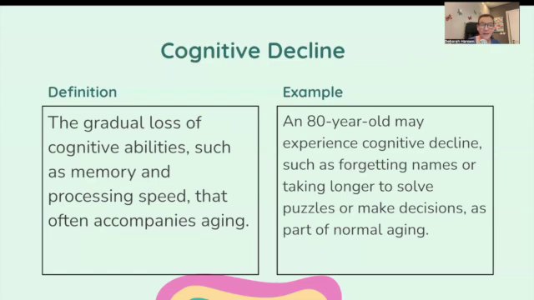Cognitive decline, the gradual loss of cognitive abilities such as memory and processing speed that often accompanies aging. So, an 80-year-old may experience cognitive decline, such as forgetting names or taking longer to solve puzzles or making decisions, as part of the normal aging process.